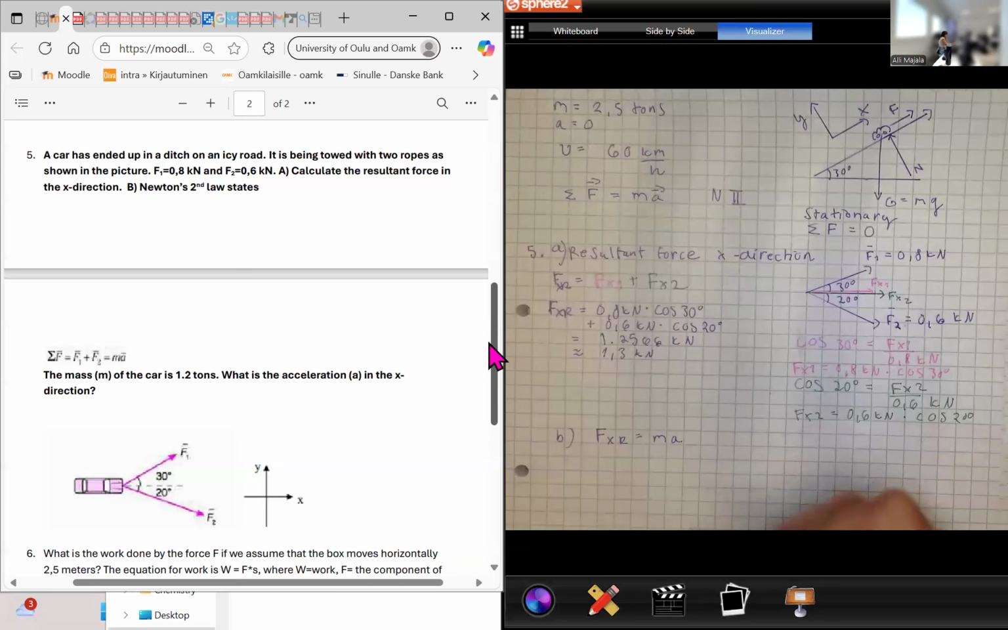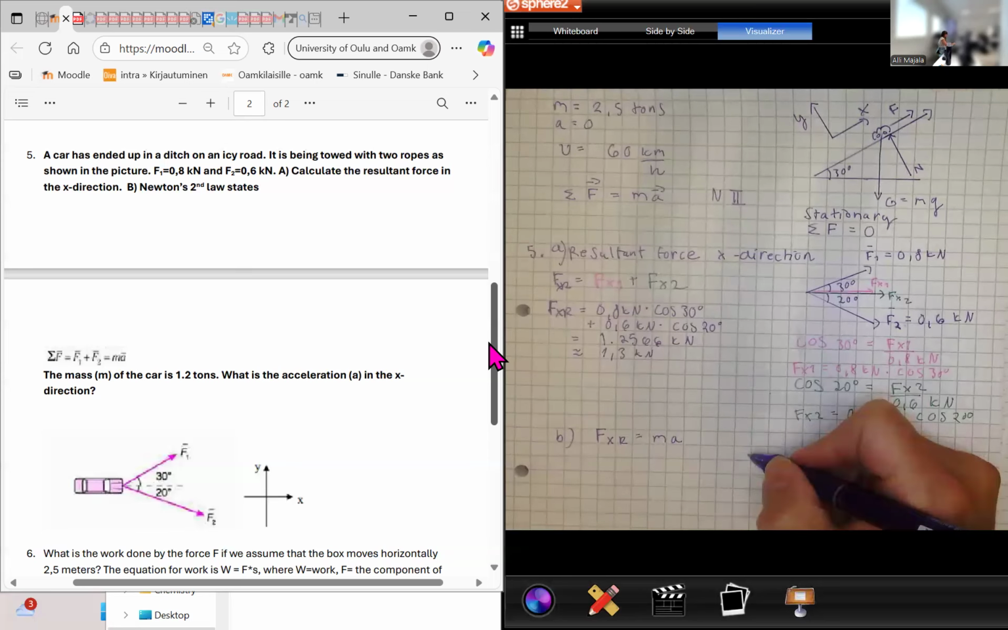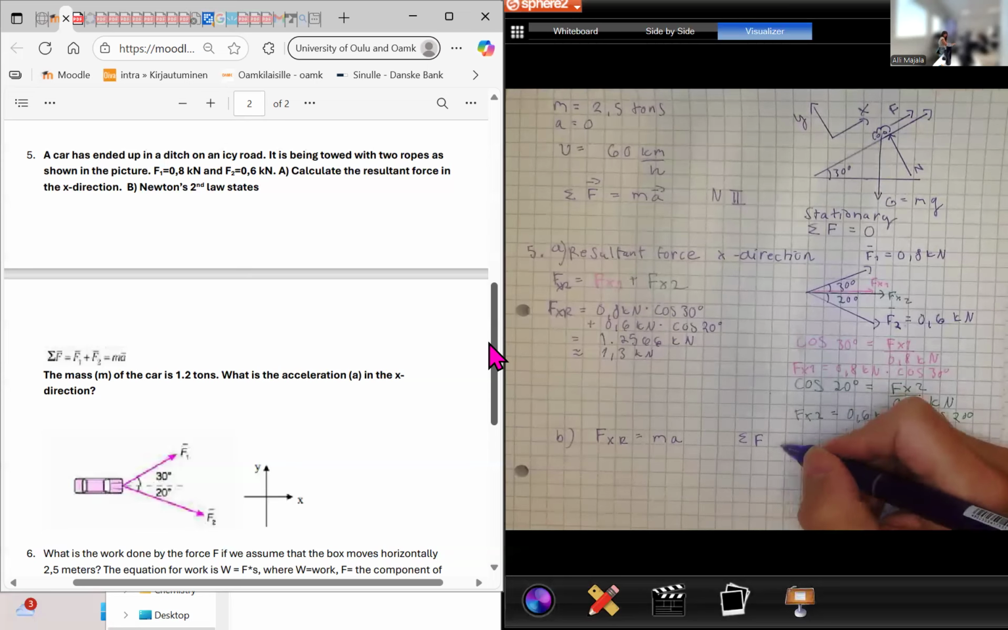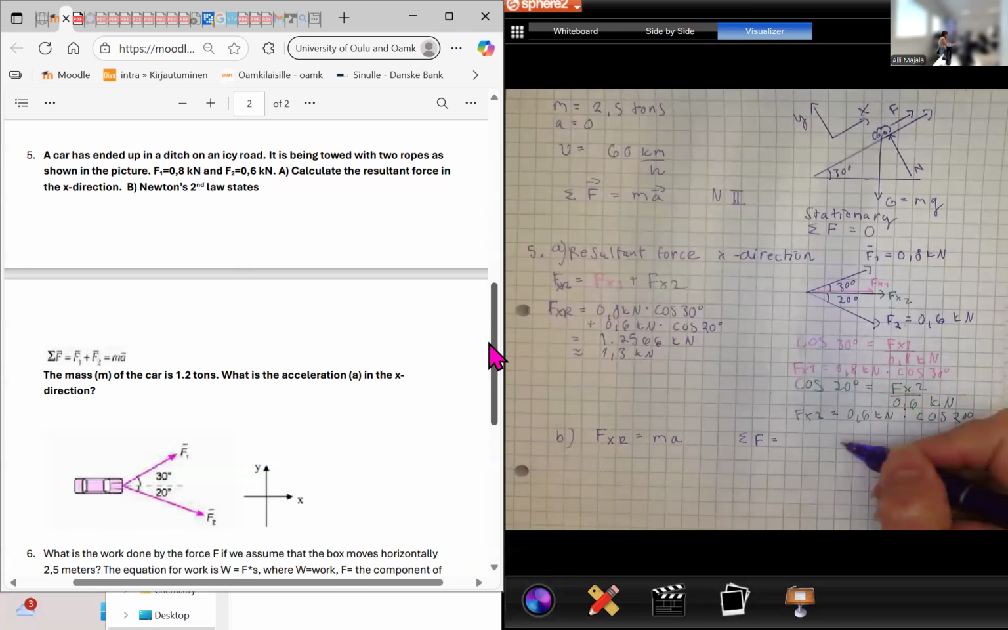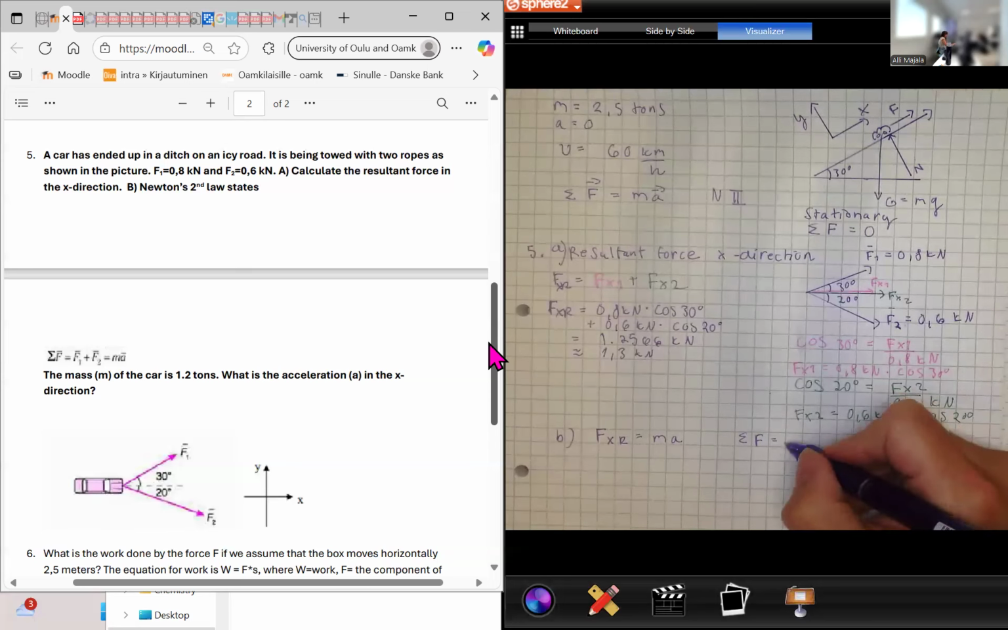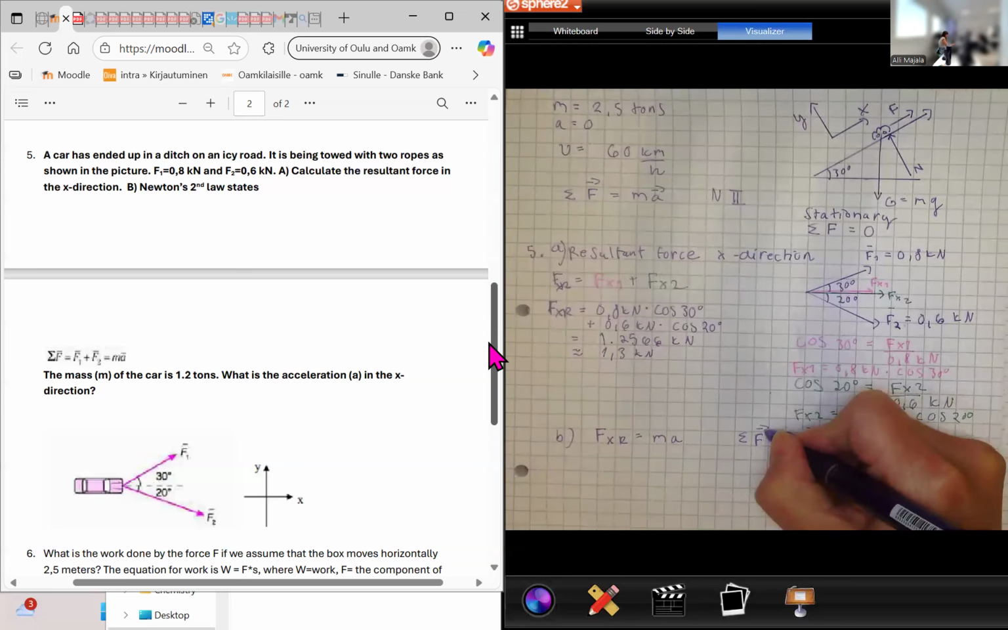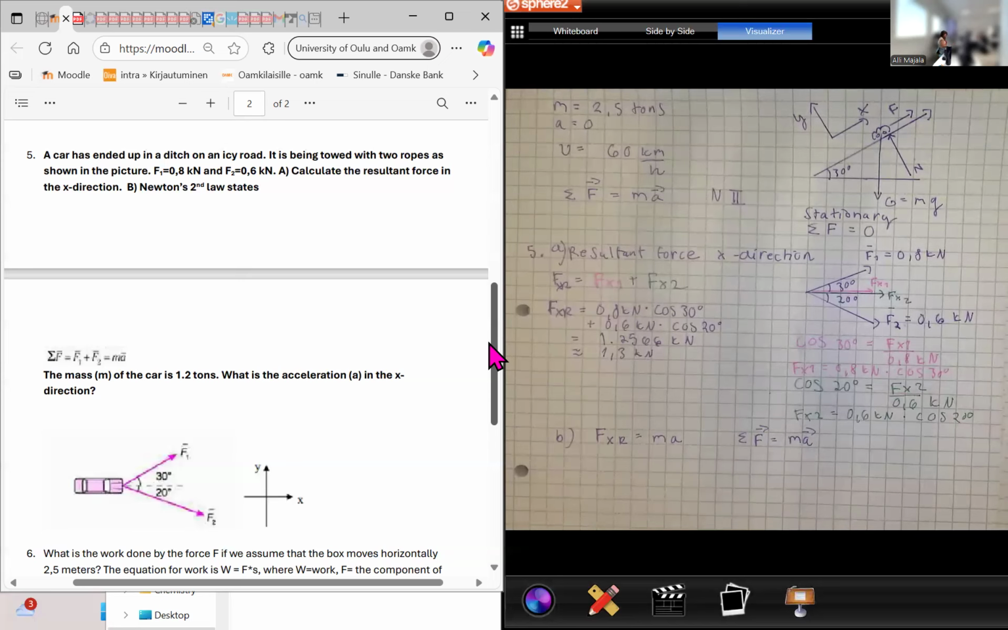Yeah. Newton's second law states that all the forces calculated together equal ma, and they have to be in the same direction. So now our acceleration is in the x direction. That's how we basically model it in a simple way.